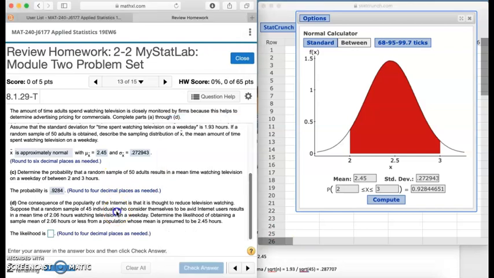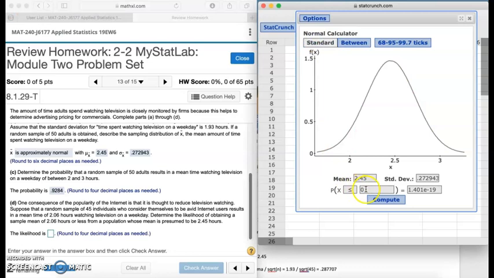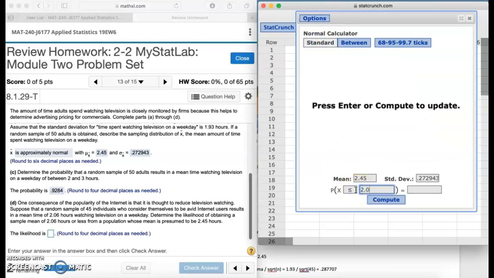So let's go back. Determine the likelihood of obtaining a sample mean of 2.06. So now we're trying to find, right here we had between, now we're doing standard. We're trying to find what's the probability of getting a sample mean of less than 2.06. We're going to change our standard deviation to what we just found over here, 0.287707. Again, our sample mean didn't change. So we have our mean, our standard deviation, and then we're looking for x less than or equal to 2.06.